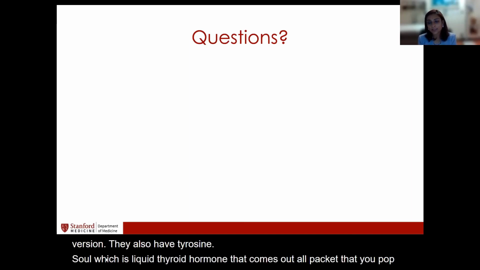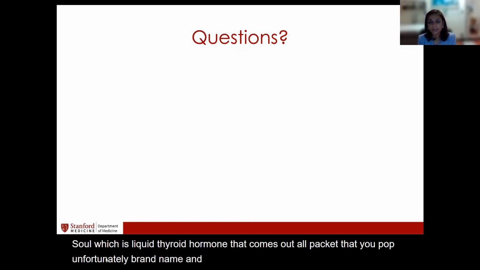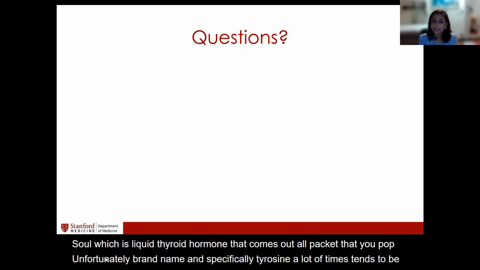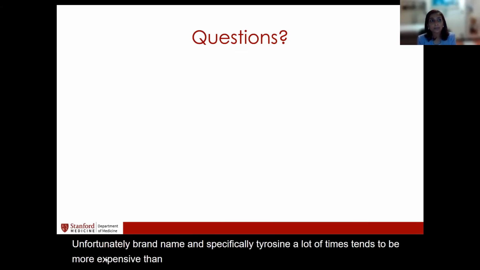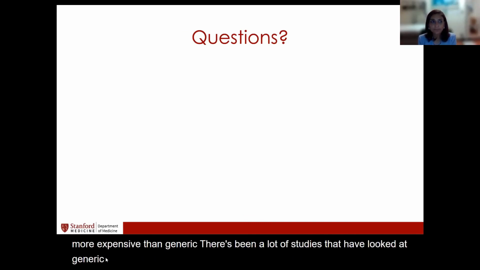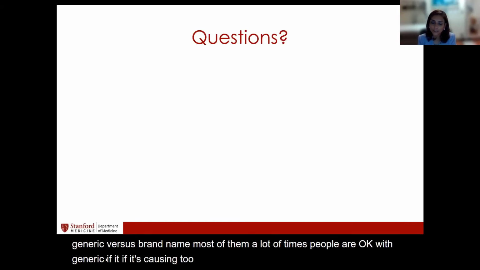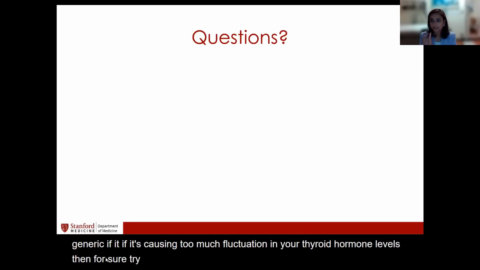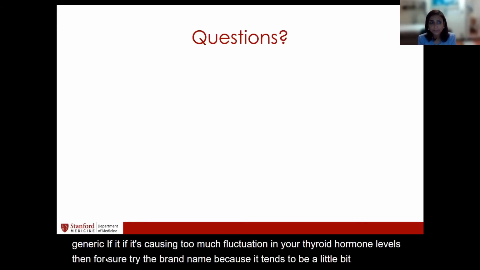Unfortunately, brand name, and specifically Tirosint, a lot of times tends to be more expensive than generic. There have been a lot of studies that have looked at generic versus brand name. Most of them, a lot of times people are okay with generic. If it's causing too much fluctuation in your thyroid hormone levels, then for sure try the brand name because it tends to be a little bit tighter control.